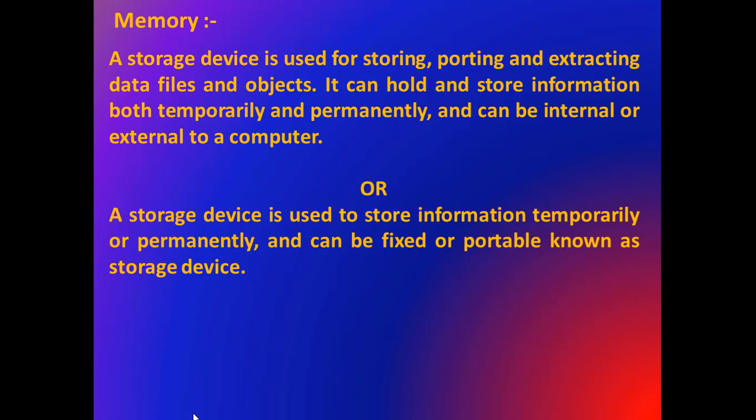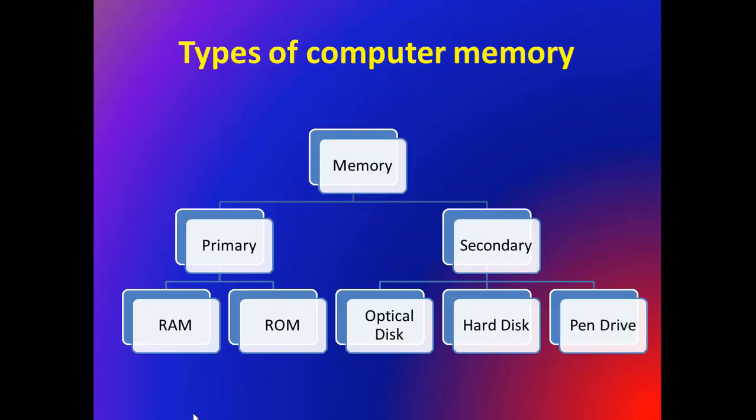Memory. A storage device is used for storing, porting, and extracting data files and objects. It can hold and store information both temporarily and permanently, and can be internal or external to a computer. Or a storage device is used to store information temporarily or permanently and can be fixed or portable, known as a storage device. Types of computer memory: primary memory, secondary memory. Primary memory, again two types, RAM and ROM. Secondary memory: optical disk, hard disk, pen drive.